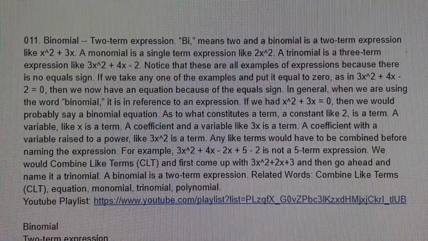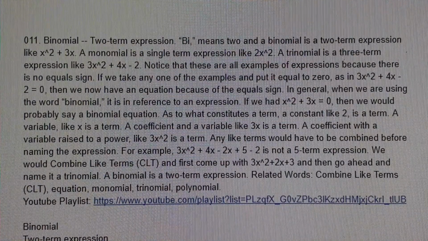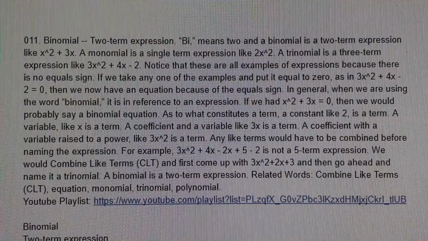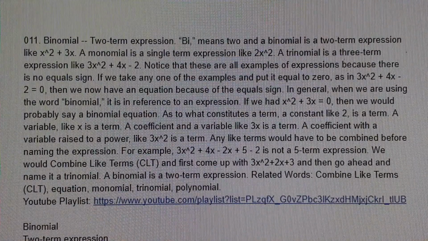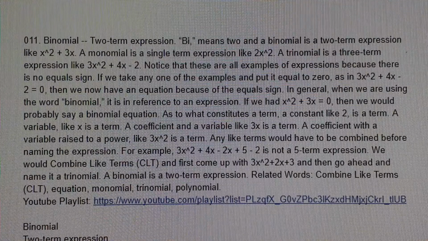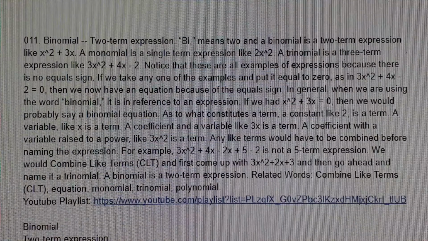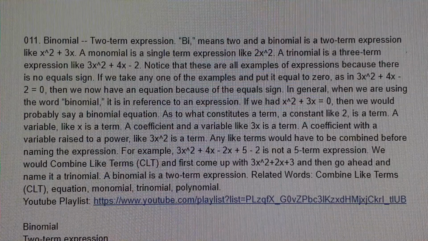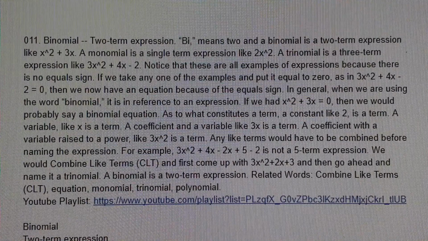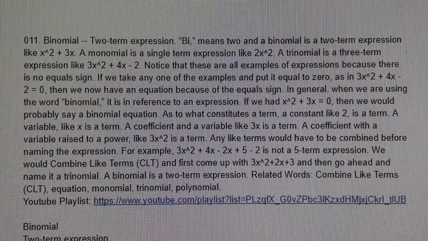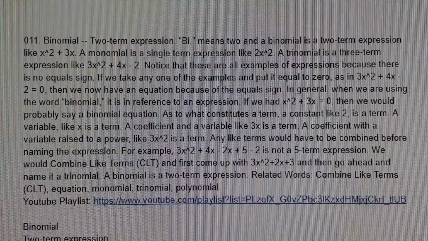Binomial. Two-term expression. "Bi" means two, and a binomial is a two-term expression like x squared plus 3x. A monomial is a single-term expression like 2x squared. A trinomial is a three-term expression like 3x squared plus 4x minus 2. Notice that these are all examples of expressions because there is no equals sign.